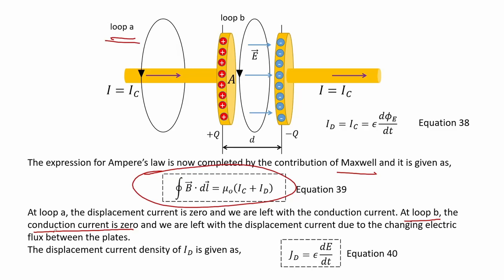The displacement current also has a displacement current density equivalent to that of a real current, and it is given by the permittivity constant times the electric field between the plates.